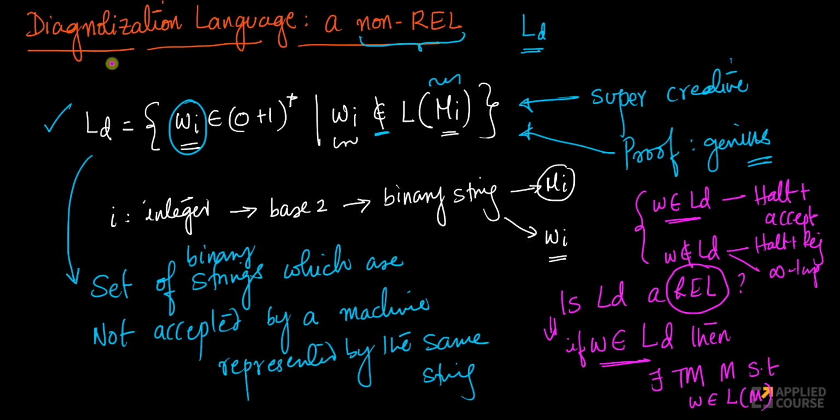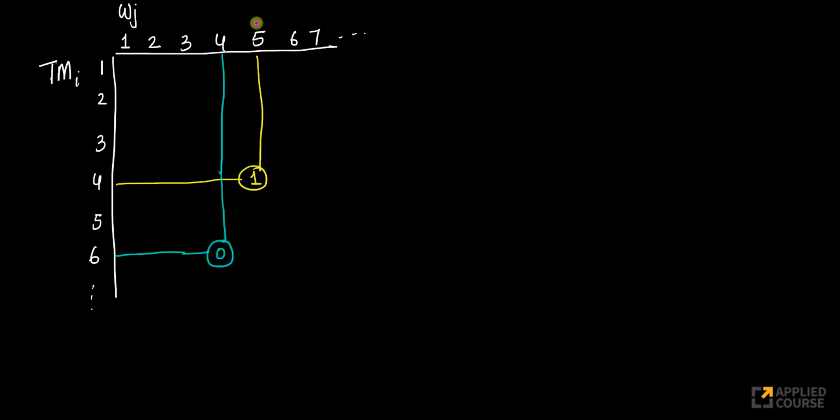This language is called the diagonalization language because the proof that this language is non-recursively enumerable is done using a trick called diagonalization. Right? So let me explain what this diagonalization concept basically is. Okay, so let's go with the flow. Suppose, imagine for every word, if I start writing integers here, 1, 2, 3, 4, 5, 6, I can convert each of these decimal numbers into binary strings.